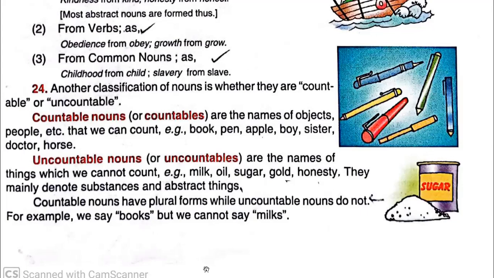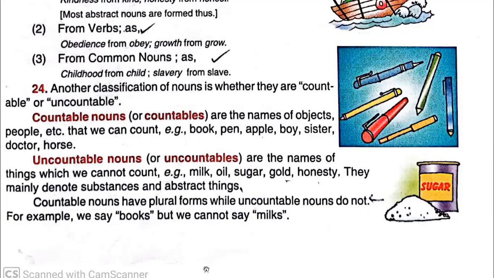For example, book, pen, apple, sister, doctor, horse. We can count if there are 10 books, or millions of books, or trillions of books. We can go beyond the limits by counting these things. They are countable. But those which cannot be counted are uncountable nouns. We can tell the number of books, pens, apples, boys, sisters, doctors, horses, but uncountable nouns are the names of things which we do not count.